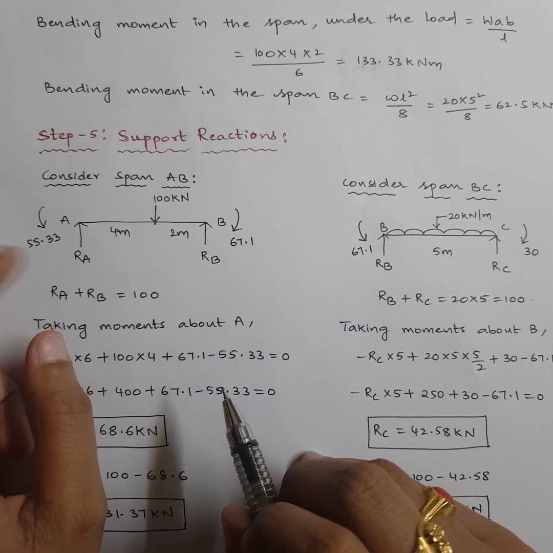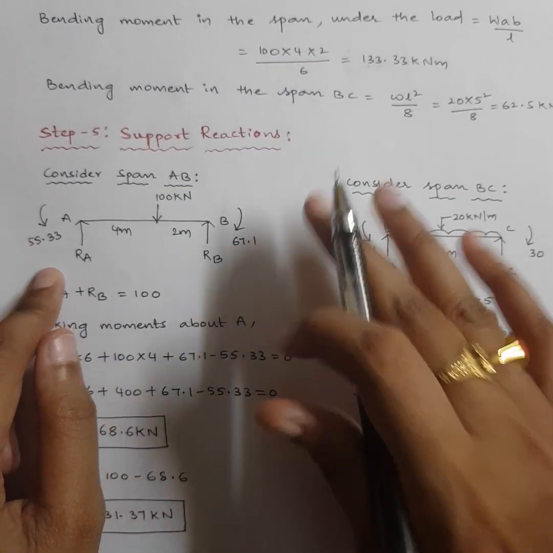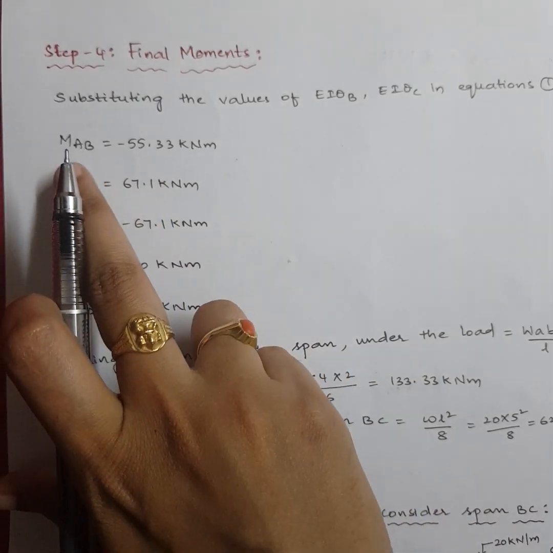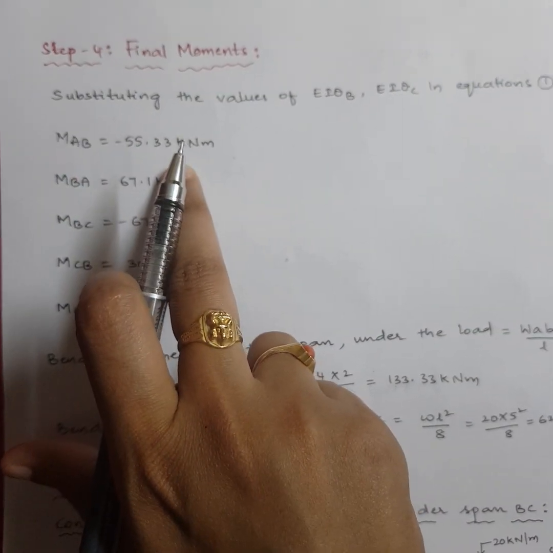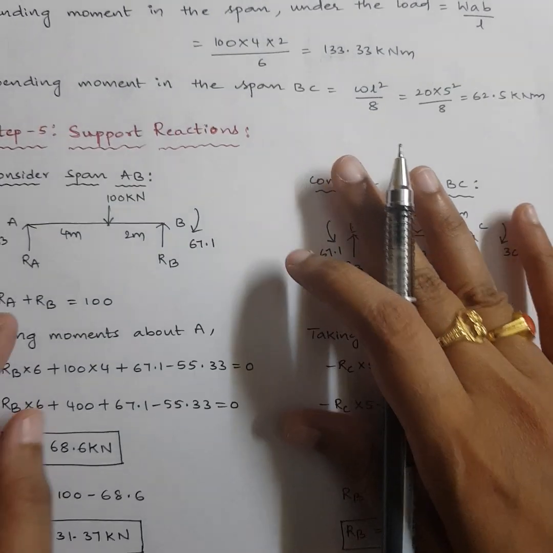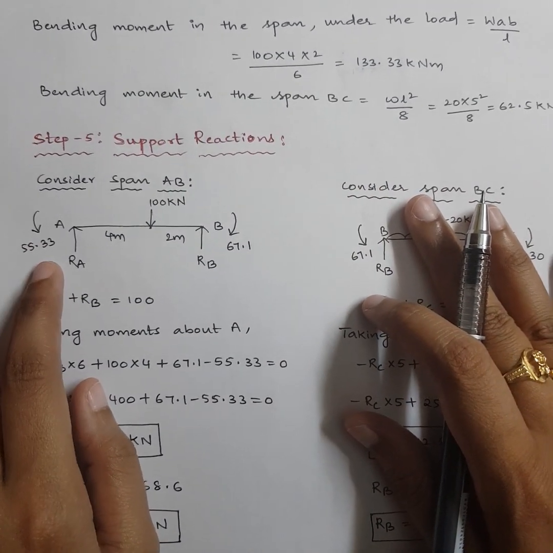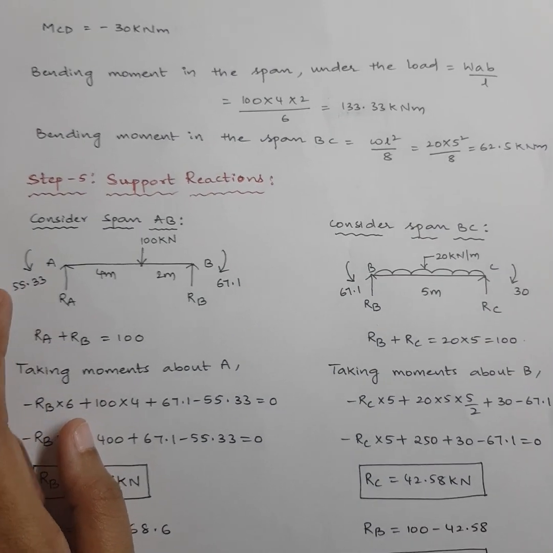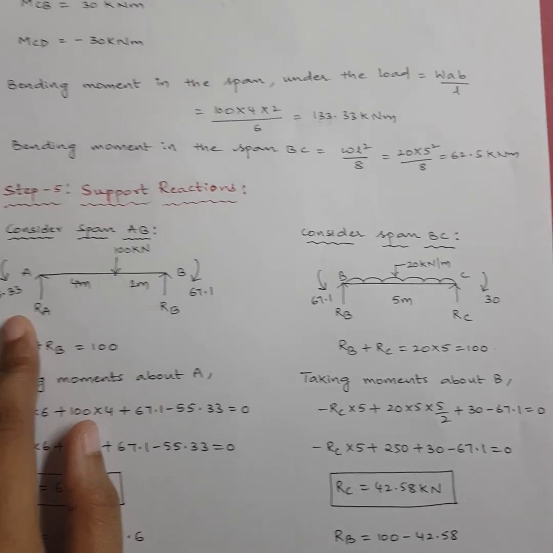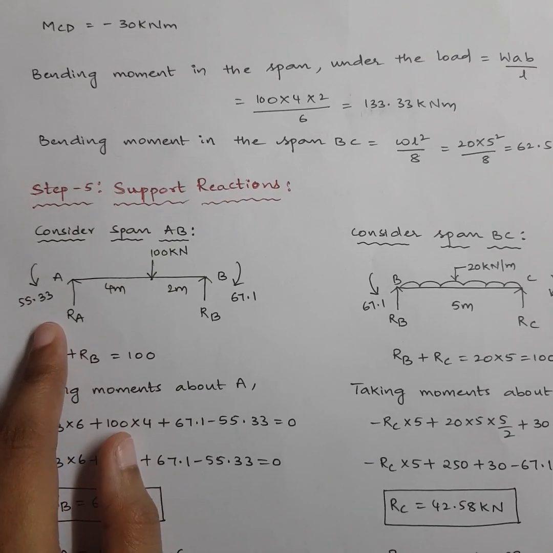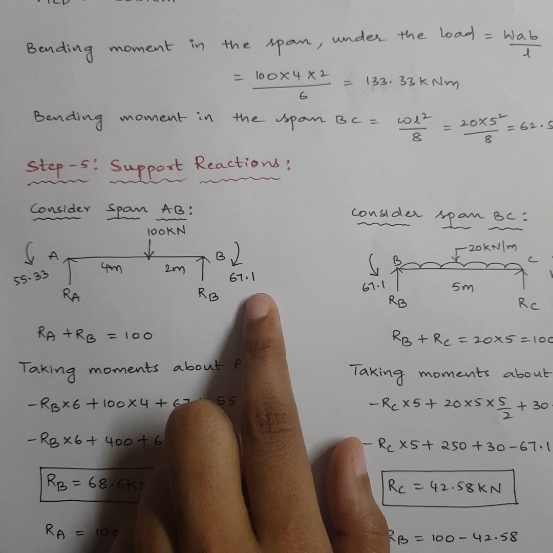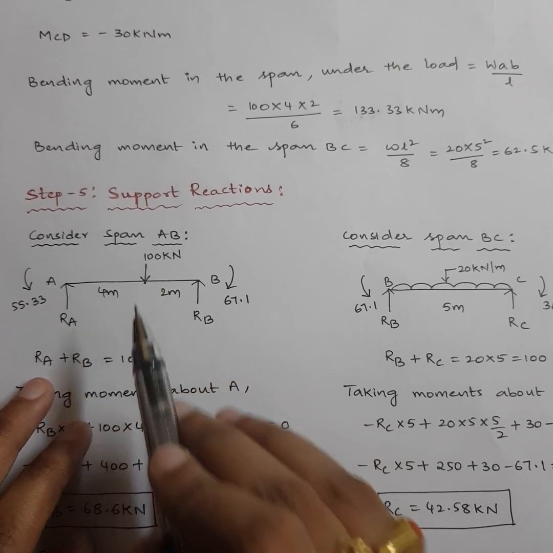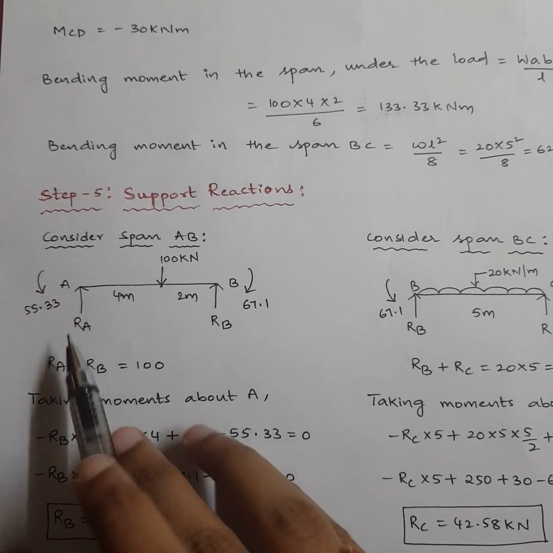I have got the MAB value as 55.33. I have shown it anti-clock. Remember, here MAB got minus 55.33, which means the magnitude of MAB is 55.33 in the anti-clock direction. So instead of putting a minus, I showed the direction as anti-clock. So when you are substituting for MAB, you need not put minus again. The minus here is showing the direction only, it's not the magnitude. Similarly, MBA was 67.1, and I have shown the clock direction. Now let's start. RA plus RB is equal to the total downward load, which is 100. I am taking moments about A.